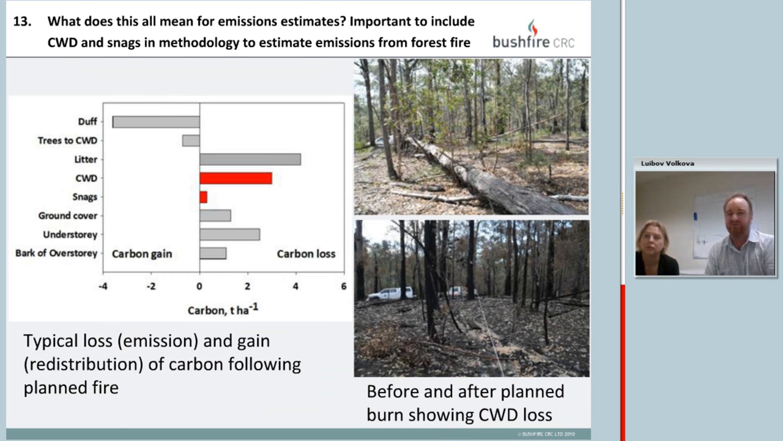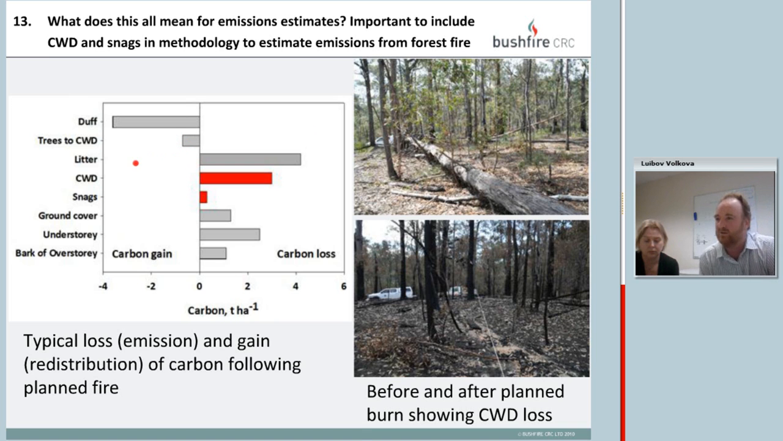So what does it all mean for emissions estimates? We think we have a reasonably good idea now of the impact of planned burning on carbon loss overall. And not all of the carbon that is impacted by fire is emitted from the forest site. Some of it is redistributed to the forest floor, as I mentioned, as charcoal and other partially burnt organic materials. But along the way, when we looked at the national method for estimating emissions from forest fire, we quickly realised that it was the litter data, of which we had the best idea of initial mass in forests, that had been informing emissions estimates. And most emissions estimates were based purely on the litter component of fuel.